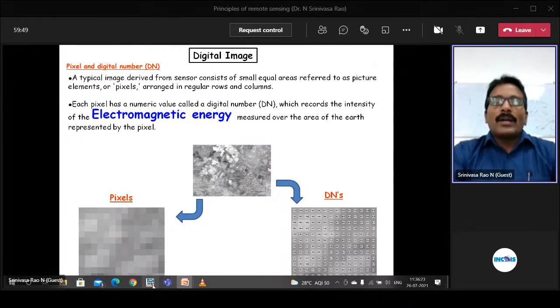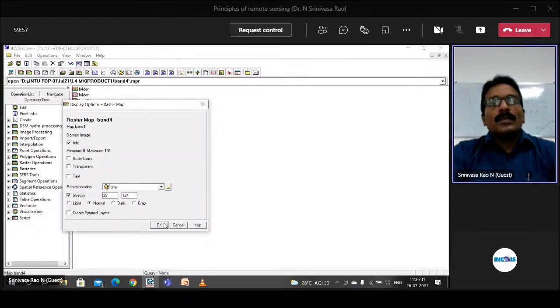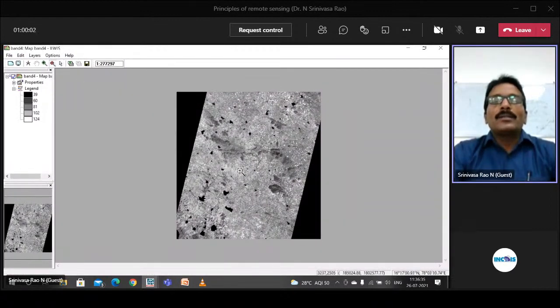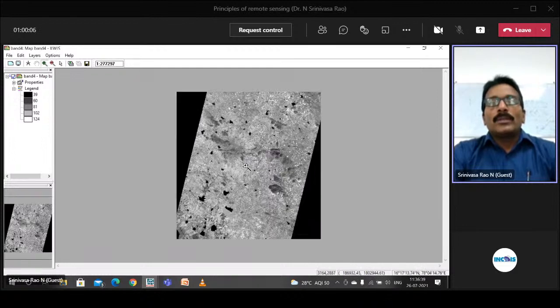So for your understanding, I am opening another image. You can see it. This is the satellite picture. Just I am zooming it. If I am zooming, sorry, I zoom out. Zooming.